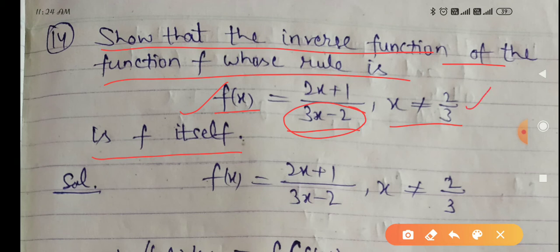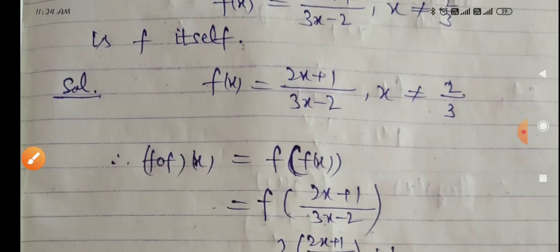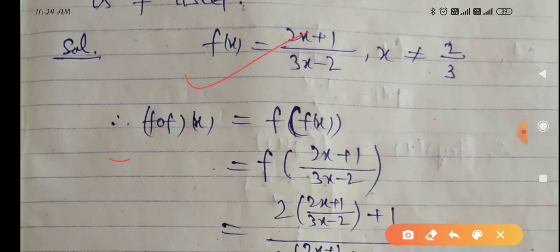So how can we show the given function is the inverse of itself? In the starting of the video I told you about self-inverse functions. So this function is a self-inverse function. How can we show it? For this one method is there. f(x) is given, you find f of f(x). The value of f(x) you put, so f of (2x plus 1) upon (3x minus 2).